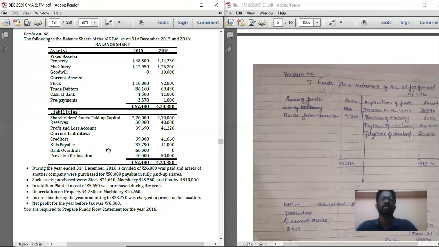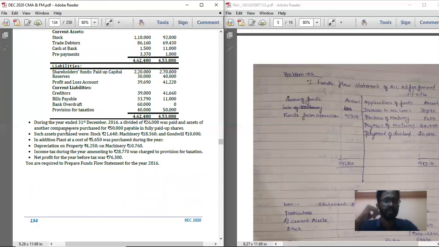So we'll see problem number 6. The following is the balance sheet of AIC Limited as on 31st December 2015 and 16. Balance sheet. Assets, they have given fixed assets, property, machinery, goodwill. Current assets, they have blocked into fixed assets and current assets separately. Next, liabilities, and they have given current liabilities, shareholders and profit and loss account, and current liabilities: creditors, bills payable, bank overdraft, and provision for taxation. Below that they have given adjustments.